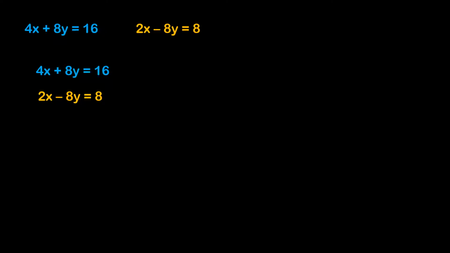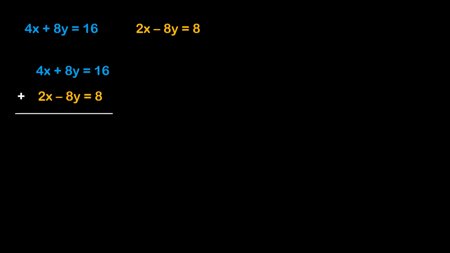There is another method that we can also use to solve systems of linear equations, and that method is called elimination. It is normally going to be used when we have two equations both in standard form. So for example, we can have the two equations 4x plus 8y is equal to 16 and 2x minus 8y is equal to 8. So I'm going to write these equations again over here, and then what I'm going to do is add these two equations together.